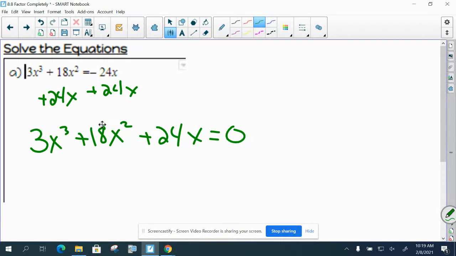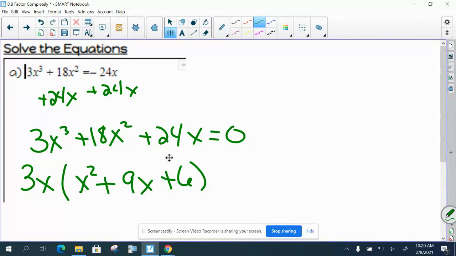So the first thing I would want to do is factor out, I see that these all have a GCF of 3x. I'm going to factor it out, and then we're left with x squared plus 9x, and then plus 6. Oh, I'm sorry, that would be 8. And this would not be 9. That would be 6, and this would be 8.